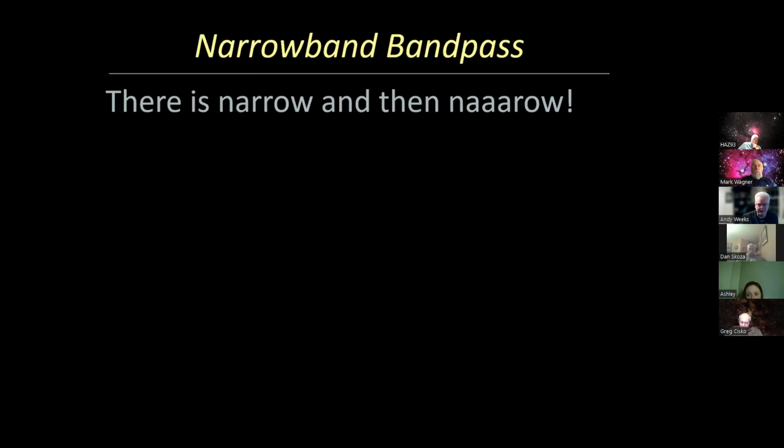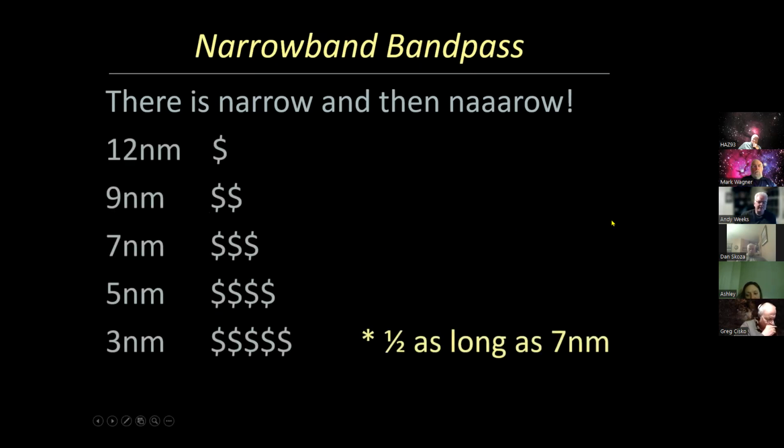Okay, so we did start to talk about, and this should say bandwidth, I'm sorry, there is narrow and then there is narrow, right? Cheaper narrowband filters will be in the 12 nanometer band pass. I'm talking about single filters here. An HA 12 nanometer, you could probably get pretty cheap. But as these bandwidths get smaller and smaller, the cost to manufacture them gets higher and higher, and they're harder to make. That's why they're a lot more expensive.